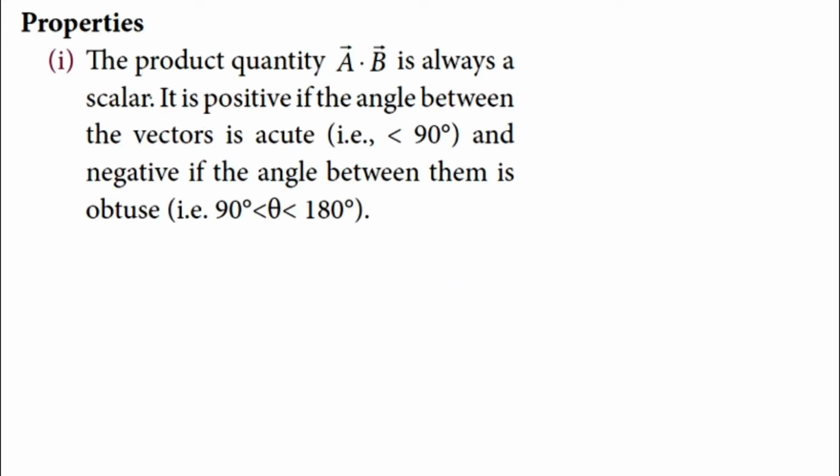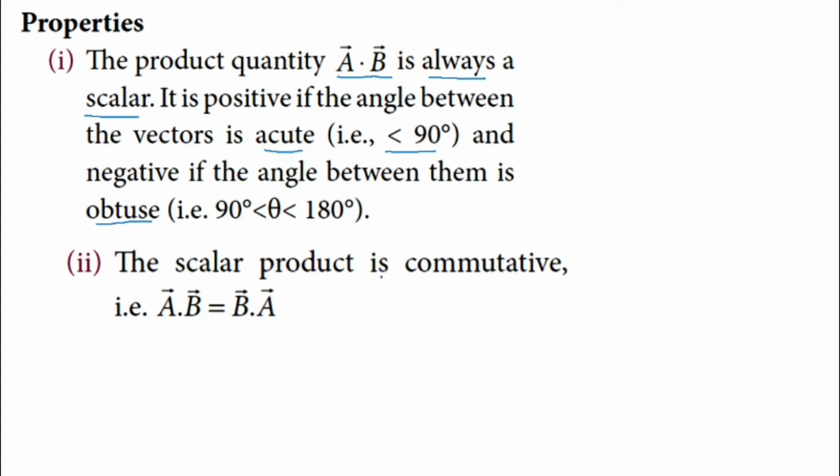Properties of the dot product of two vectors. The product of A vector and B vector is always a scalar. So multiplying any two vectors with the dot product gives only a scalar; there is no direction component. If it is positive, the angle is less than 90, acute. If it is negative, the angle is greater than 90, obtuse.